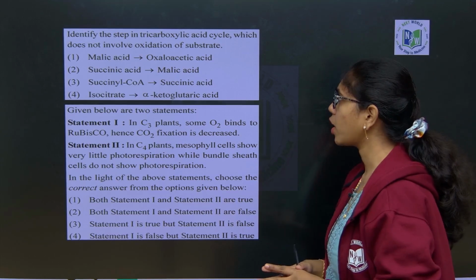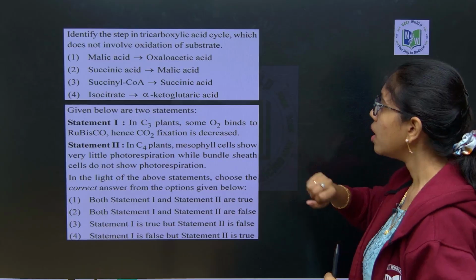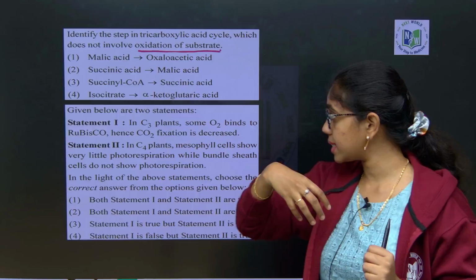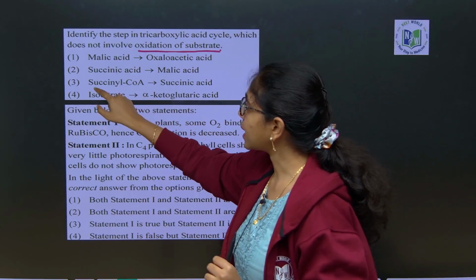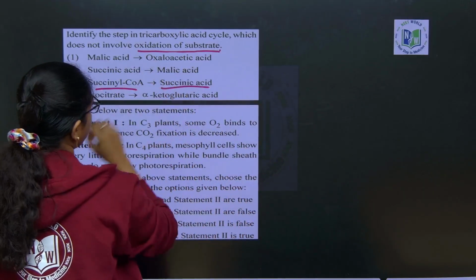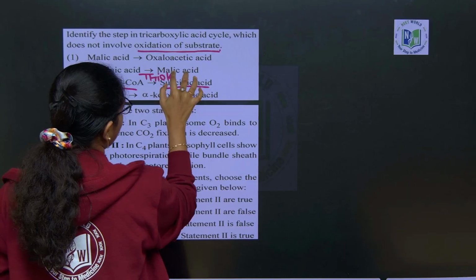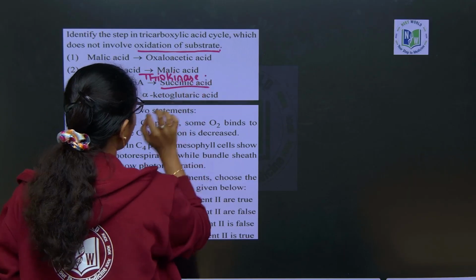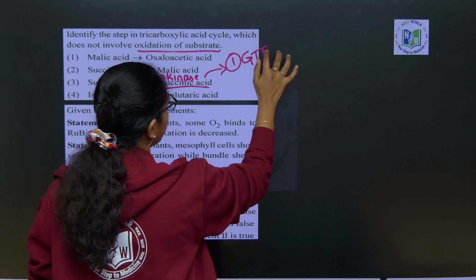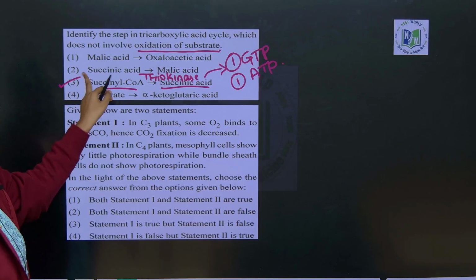Next, identify the step in tricarboxylic acid cycle which does not involve oxidation of substrate. Okay, which doesn't involve oxidation of substrate. If you look into the complete TCA cycle, you can clearly see succinyl CoA to succinic acid is catalyzed by the enzyme thiokinase. Okay, and that will give out either one molecule of GTP or one molecule of ATP. Okay, so here the answer is 3.